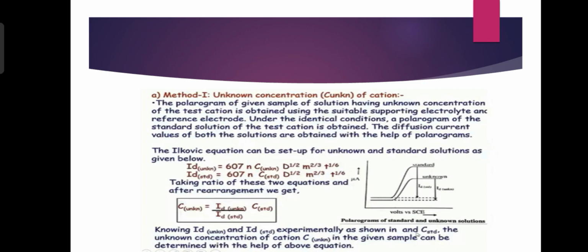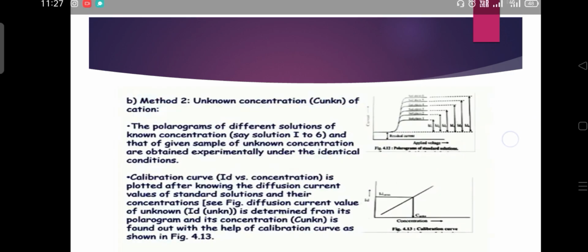The first method: the unknown concentration of a cation can be found through a standard solution. If there is a standard solution, then there is a formula: C unknown is equal to ID unknown by ID standard into C standard. You can see in the graph, the first is for our standard, and the second is for our unknown sample solution.